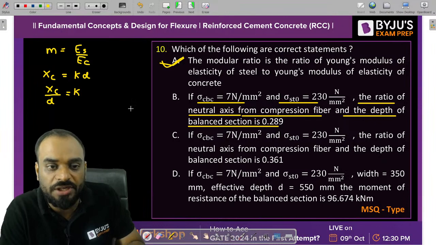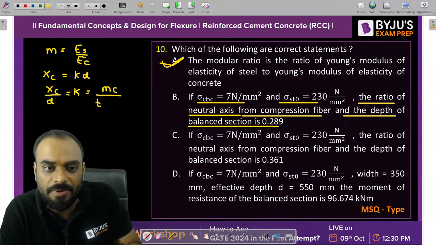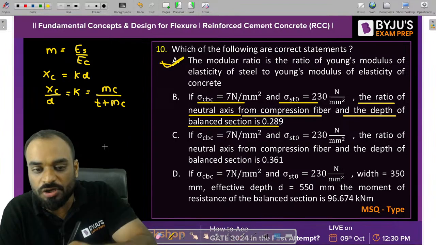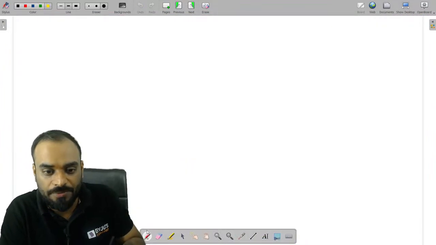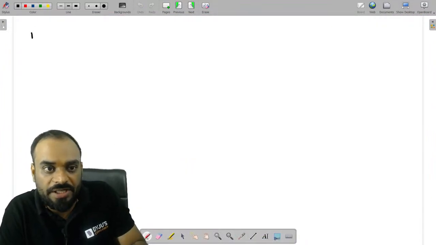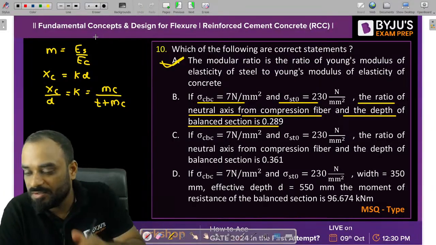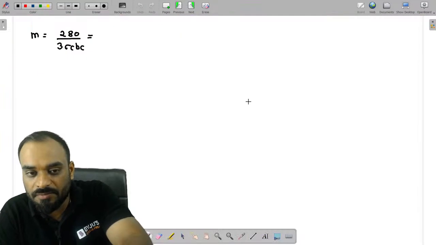Now we need to calculate the value of K. How can we calculate it? K is nothing but MC divided by T plus MC. Now the question is, what is M, sir? It is the modular ratio. Now how can you calculate the modular ratio? It is 280 by 3 sigma CBC. Now what is the value of sigma CBC? It is given in the question, 7. Let's put it.